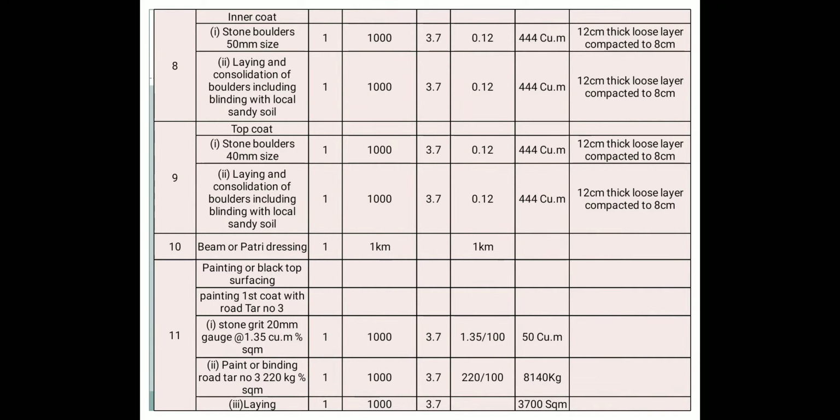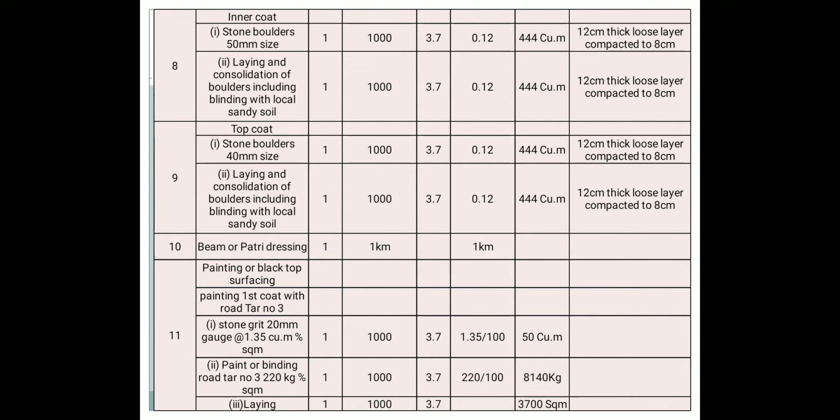For the top coat, that is stone boulders 40 mm size, 1003.7.12, that is 444 meter cube. Laying and consolidation of the boulders including blinding with local sandy soil, it's 1003.7.12, that is 444 meter cube. Beam or party rating is 1 kilometer. Painting or blacktop surfacing with the first coat of tar.